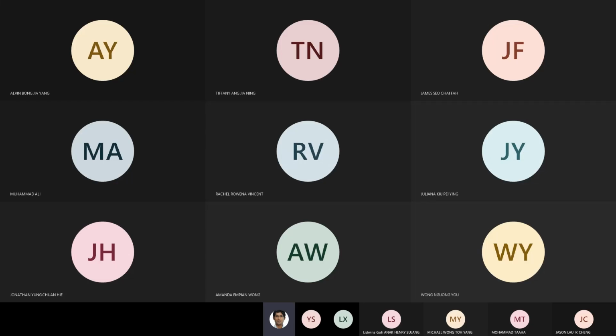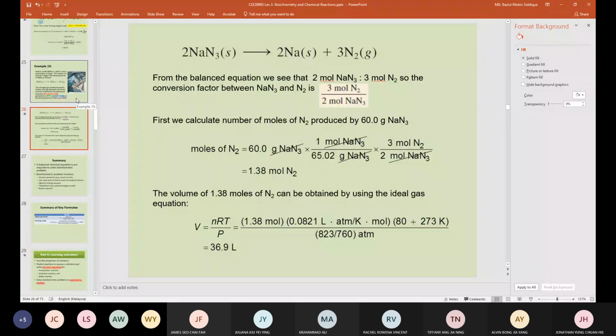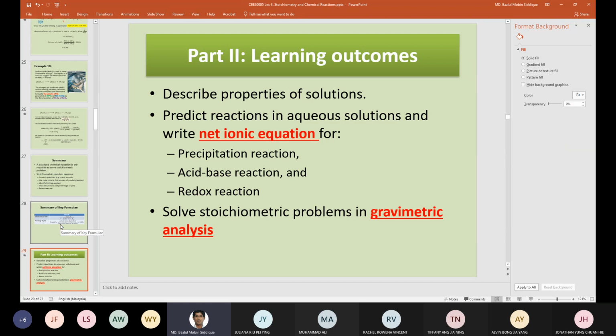And we were here yesterday, seeing some calculation of how to find the volume or the number of moles, and then the number of moles back to the mass or weight of a compound in a chemical reaction. We have seen it yesterday, so if you have any question, of course, you can bring it forward. And today we are going to learn the second part of it, the ionic reaction.